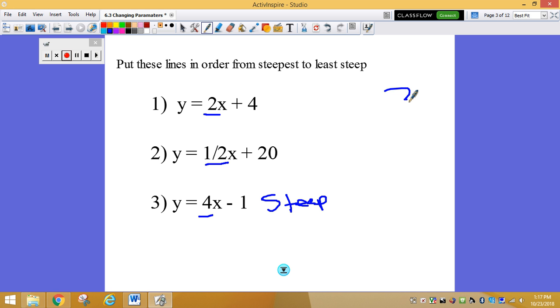So we'll do it over here. So 3 is my steepest. And then out of 2 and 1, which one's going to be steeper? Hopefully you saw that 2 is bigger than 1/2. So then 1 and the flattest line, the least steep, will be number 2.